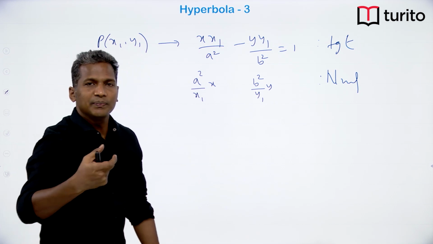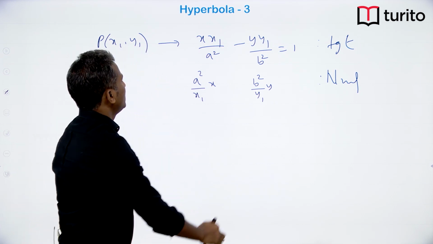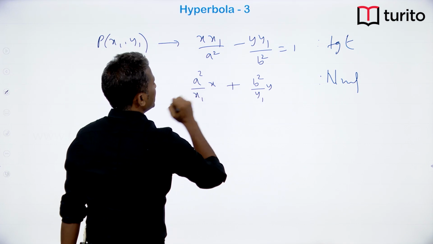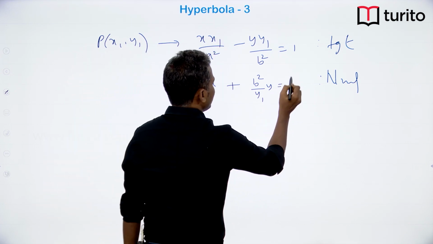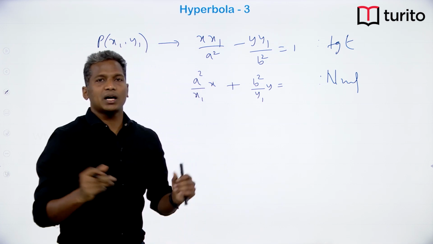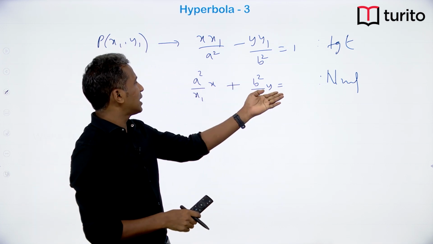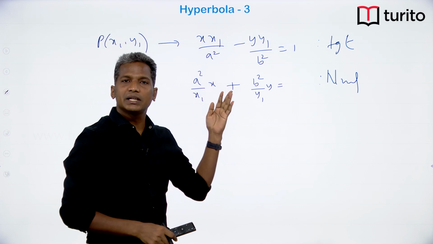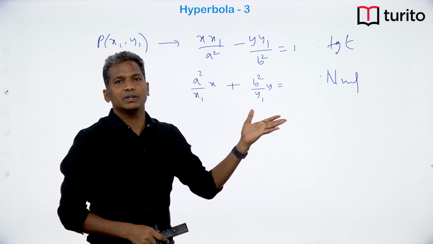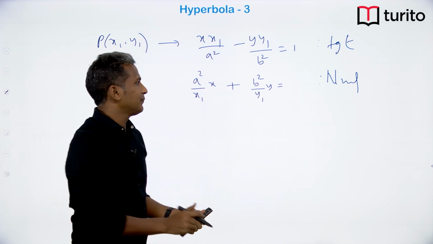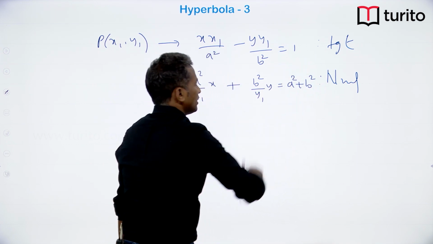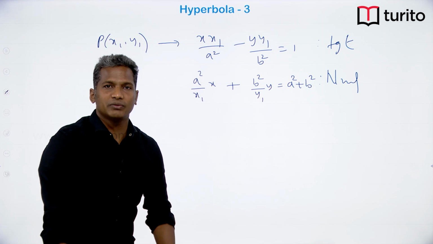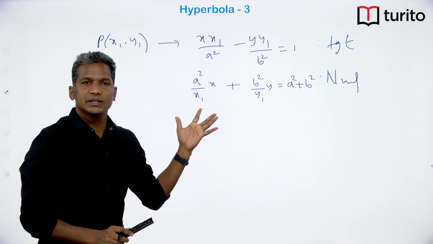Now, what is the next step? Reverse the sign. If there is a minus sign, put plus here. If there was plus, put minus. And then forget about the RHS. Don't remember the RHS. The RHS can be derived directly by substituting x equal to x1, y equal to y1, that is the point on the hyperbola. So, this will give us a square plus b square when we substitute x1 comma y1. See how simple it is.